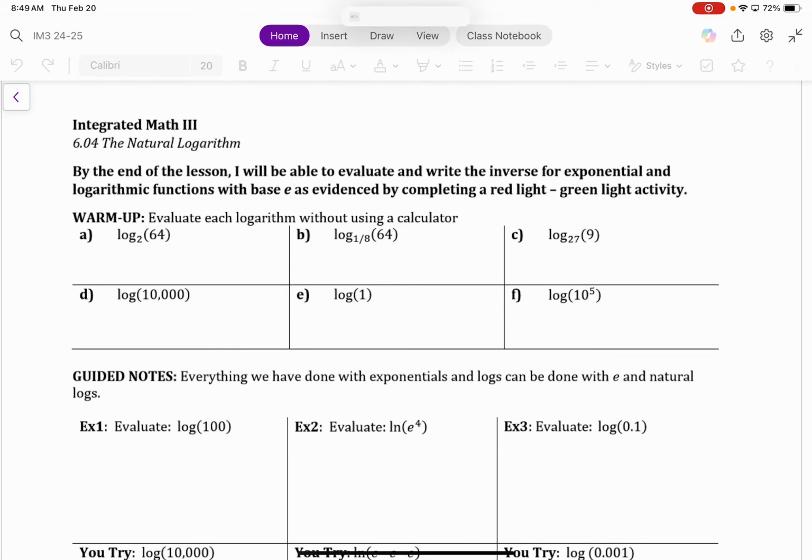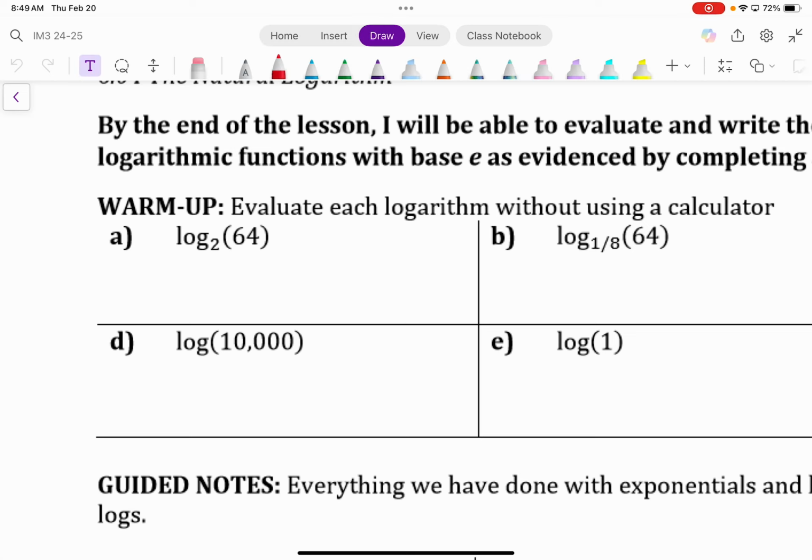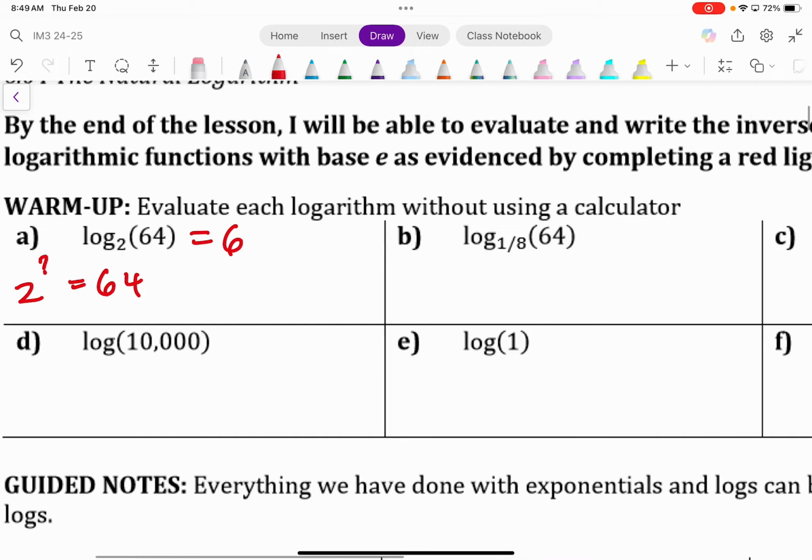So in this warm-up, like I said earlier, we're looking for an exponent that makes this true. I'm going to go ahead and rewrite all of these statements from logarithmic to exponential form, so it makes it easier for you guys to see what we're looking for. For example, log base 2 of 64 means 2 to the power of what gives you 64. In this case, that needs to be a what? A 6. 2 to the 6th power gives you 64.